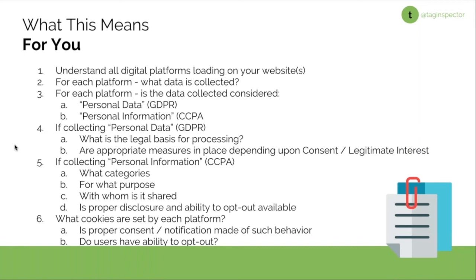Once you understand all the things that should be there and you've removed things that shouldn't be there, that are unauthorized or just not necessary for your business, start asking yourself, for each of these platforms, what data is collected? That needs to be mapped out for all of the different tags and platforms that are executing on your site. And then for each platform, is the data collected considered personal data under GDPR? Is it considered personal information under CCPA? Is it considered personal or sensitive data under any other laws or regulations that might apply to your industry as well? If you are collecting personal data, so if you're saying yes to any of those different things, you need to start then walking through that process.